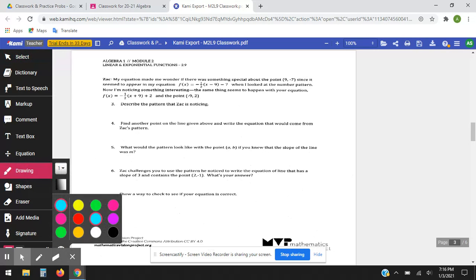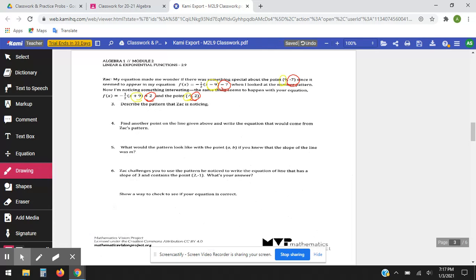So let's see here. Let's just use this yellow. So I've got 9, -9, and I've got a -7, -7. And he's noticing something interesting. The same thing happens to this equation, that his -9, +9, +2, +2. So what is the pattern that he's noticing? Well, looks like with the x, here it's a +9, here it's a -9. Here it's a -9, and in the equation it's a +9.